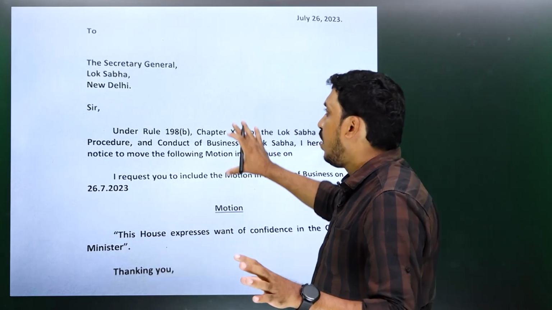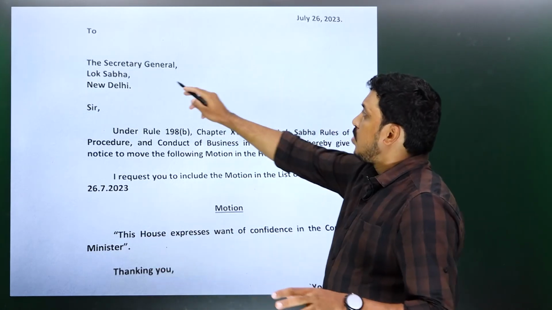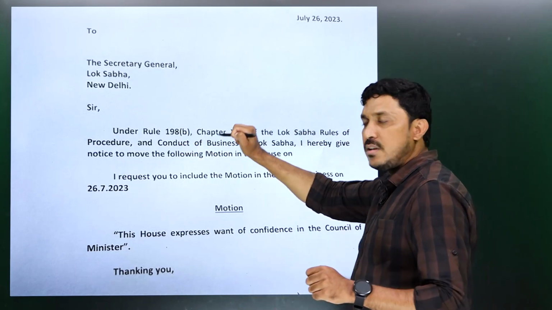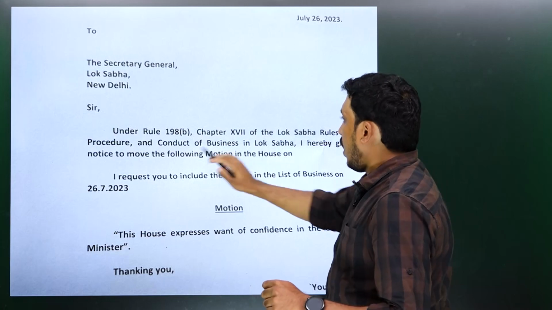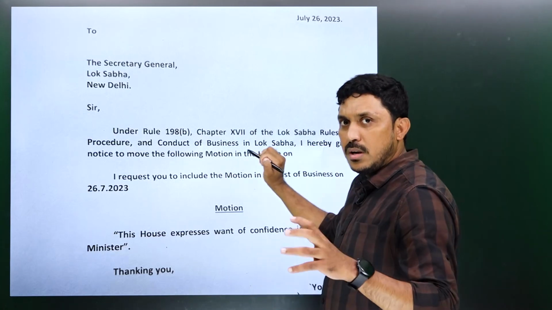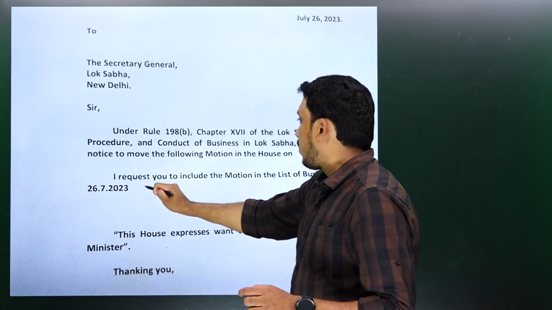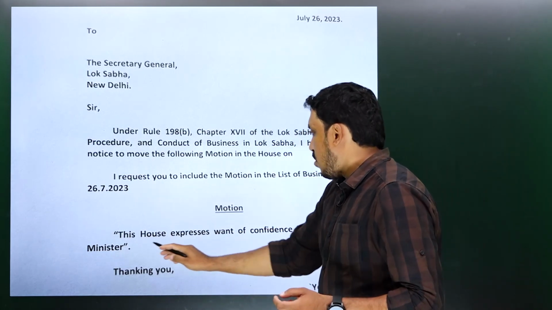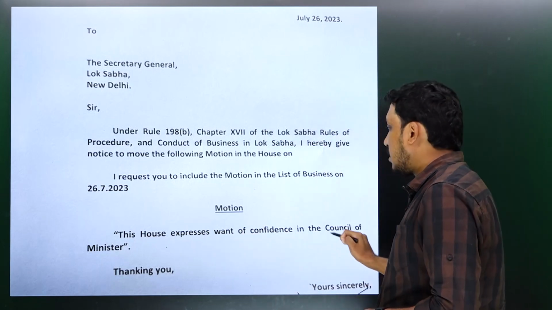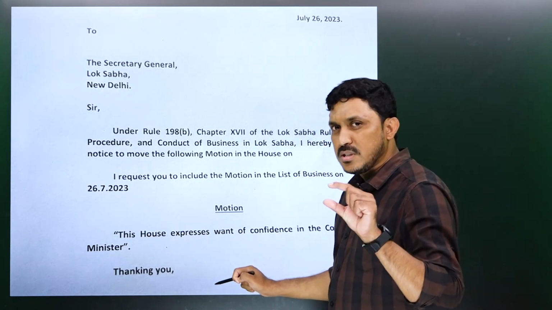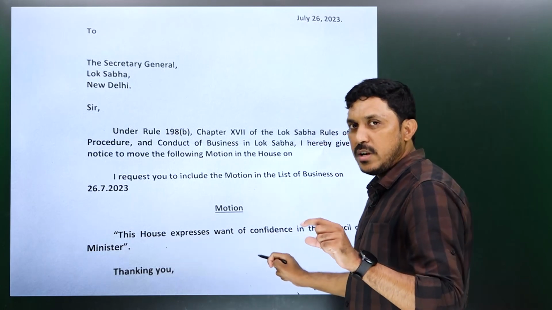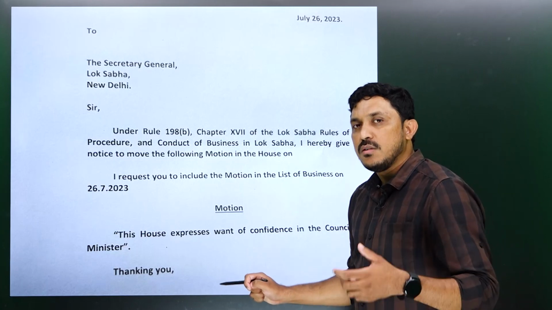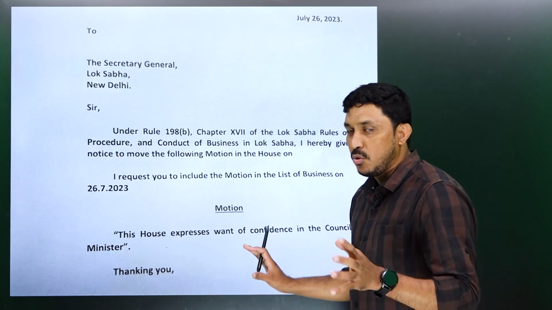So I am just showing you the letter, how it goes. It is addressed to the Secretary General. Under Rule 198B, Chapter 17 of the Lok Sabha rules, the following motion should be introduced. What is that? I request you to include the motion in the list of business on 26th July. That was yesterday. This house expresses want of confidence in the Council of Ministers. The motion is lack of confidence in the house. As you can see clearly, there is no reason mentioned for the adoption of this particular motion. That is the no confidence motion here.